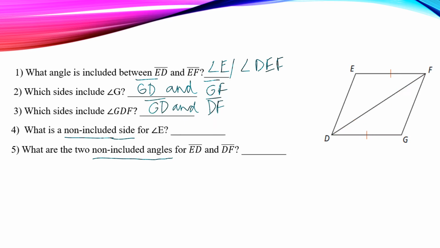What is a non-included side for angle E? So angle E is over here. Non-included means it does not make up that angle, and it doesn't touch it. So you could say DF would be a non-included side because it does not touch that. You could also say DG or you could say GF. All of those would work.